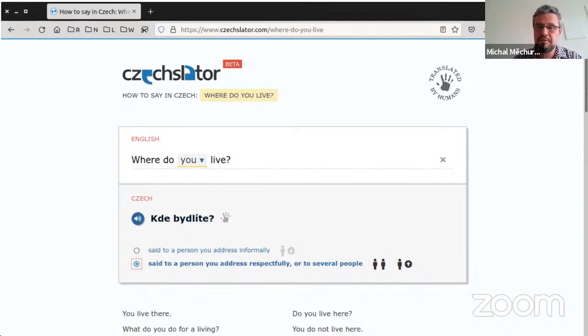Now, this is a point of, I think, pretty significant difference between CheckSlater and any other statistical machine translator, because statistical machine translators usually don't even know that there is a potential ambiguity, right? They don't even know that. They just give you whichever translation is most strongly supported by the training data. But CheckSlater is different, right? CheckSlater always asks you these follow-up questions if there is an ambiguity.